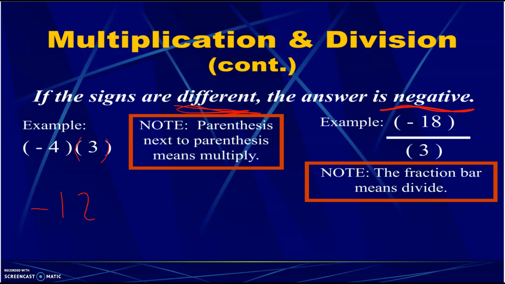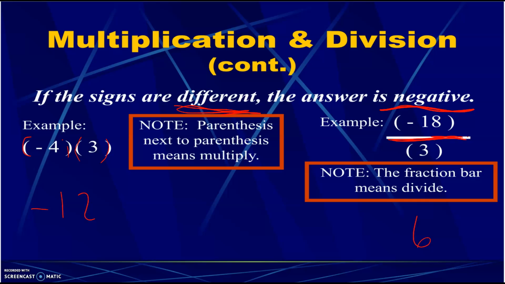If you didn't remember this from last year, parentheses that touch mean to multiply. And then come over here, a fraction bar is just another way to show division. So this is -18 divided by 3. As far as getting the number part of the answer, the signs do not matter. 18 divided by 3 is 6, no matter what the signs say.